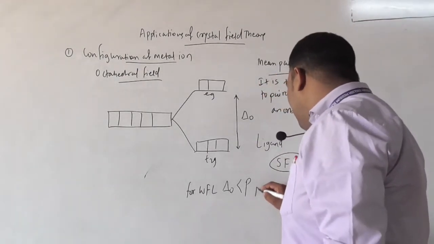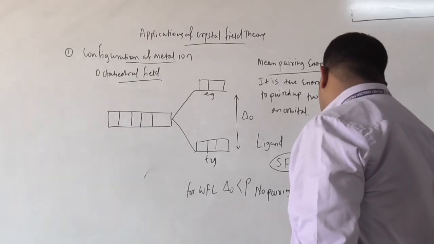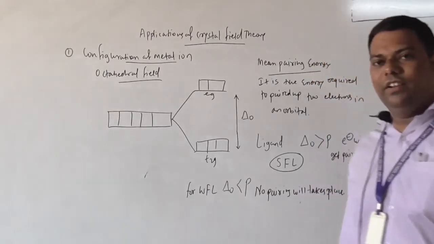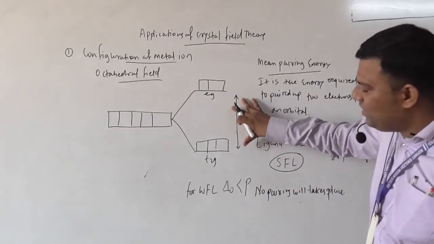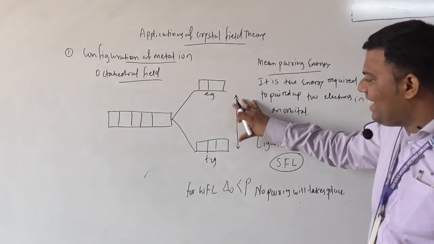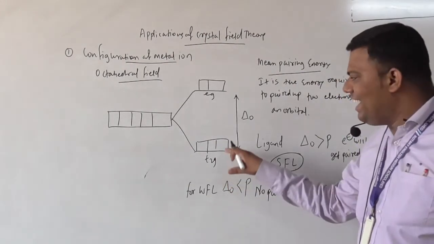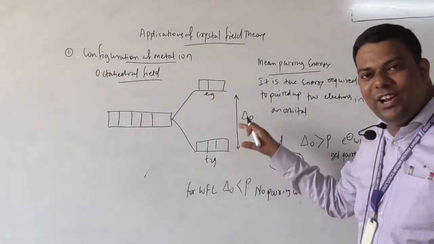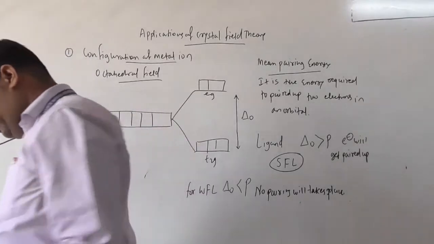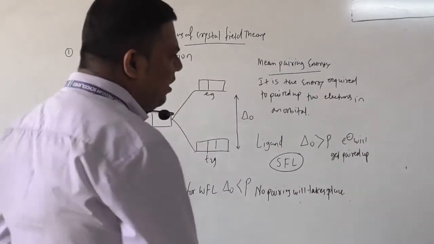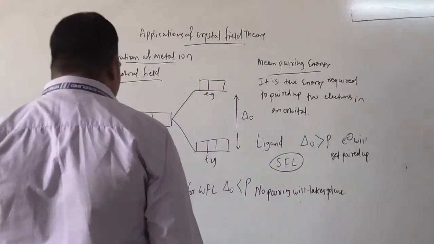Here we can write, no pairing will take place. I will revise once. Delta zero greater than pairing energy means this difference is greater, and at that time the electrons will pair up downside. When delta zero is less than pairing energy, instead of pairing, the electron goes upside. It is very important and a frequently asked question. In short, in the presence of a strong field ligand, electron pairing will take place. In the presence of a weak field ligand, no pairing will take place.